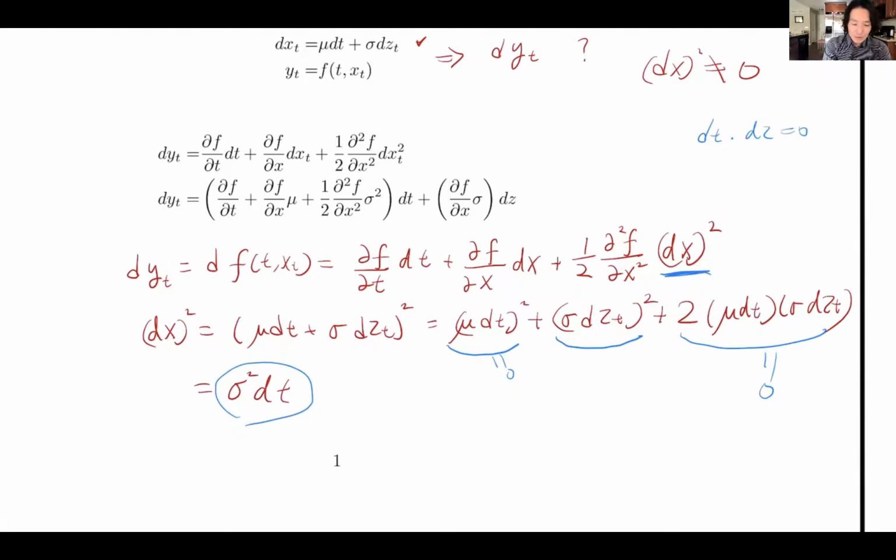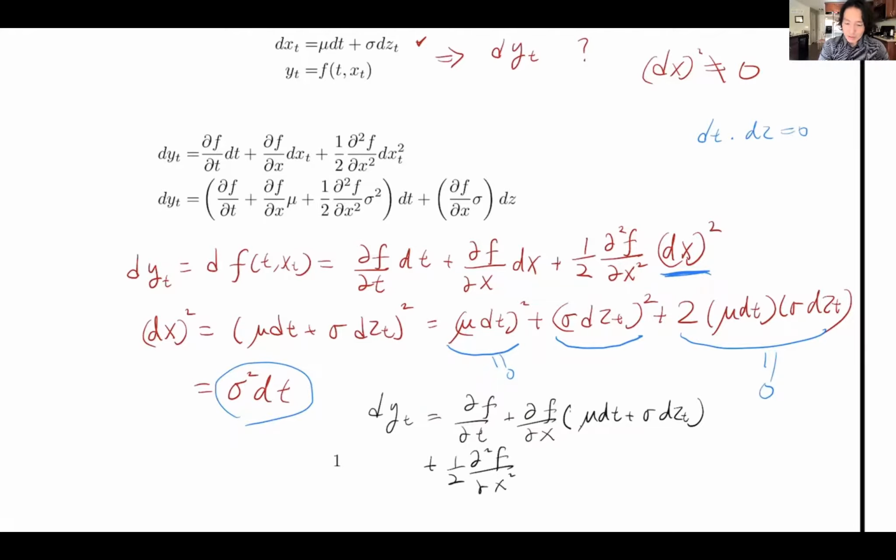Now we are plugging in for dx squared here. Then we have Ito's Lemma. Ito's Lemma is going to be given like this. 자, dx는 어떻게 되죠? So we substitute dx here. dx is mu times dt plus sigma dz_t, plus a half second order derivative with respect to x times dx squared, and we know dx squared is sigma squared dt. Now you rearrange the terms here, then you get the expression up here.